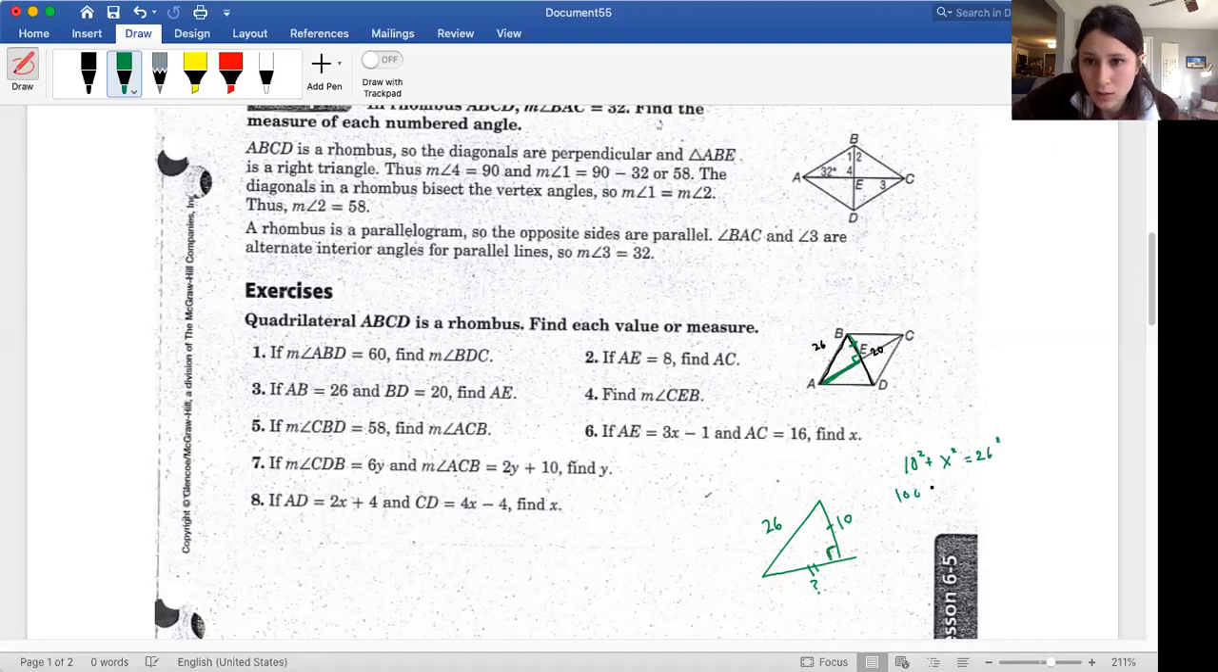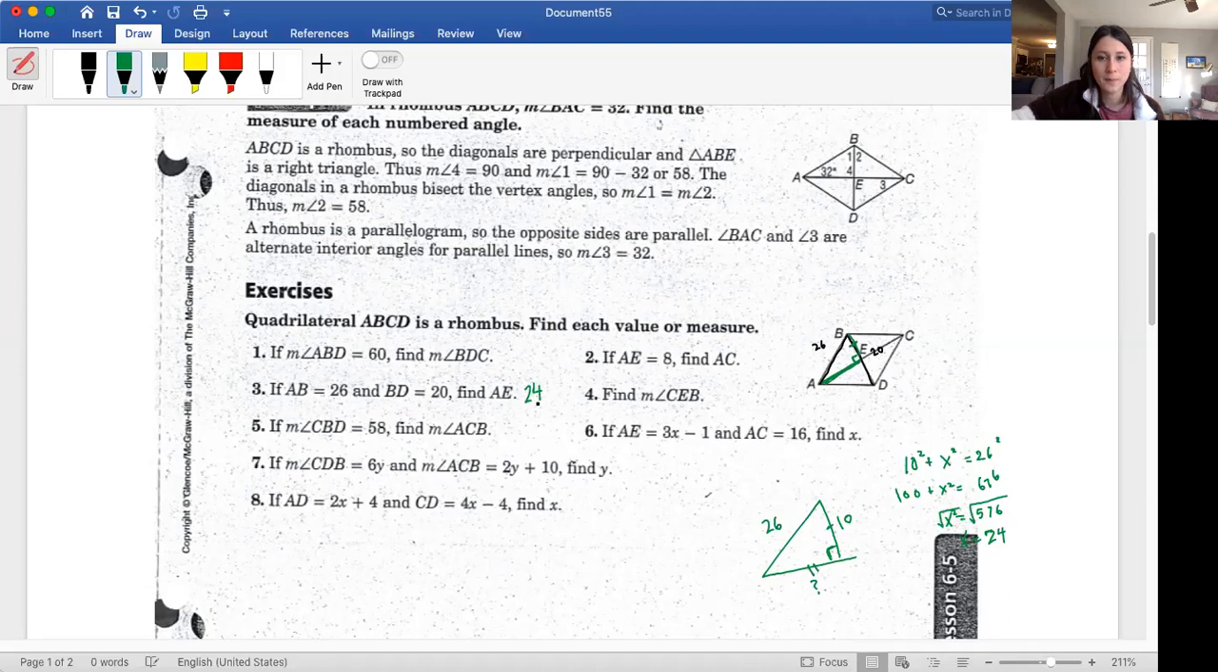So this would be 100 plus x squared equals 26 squared, which is 676. So if we subtract 100 from the other side, we get 576, and then square root, that would be 24. So x equals, well, let's show all our work. We're going to square root both sides. x equals 24. So AE is 24.